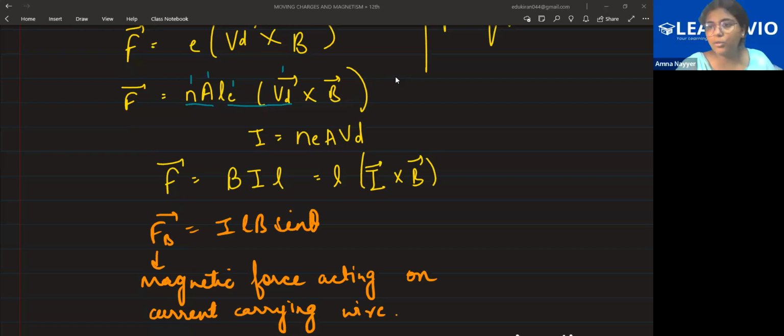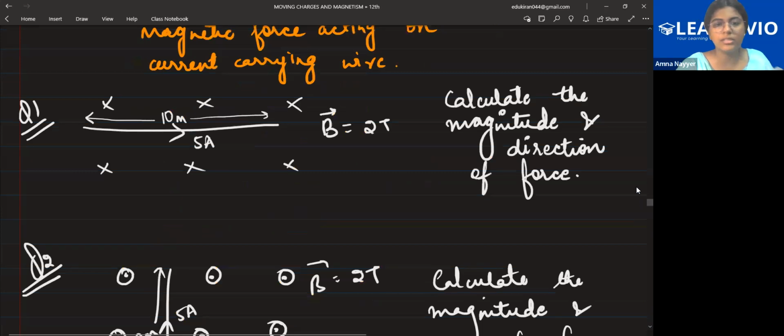Okay, let's come to the questions which I was mentioning to you. Look at the first question: calculate the magnitude and direction of the force. Other students also, please open the cameras because directions are needed and your right hand has to be visible. The rule is that you have to open the cameras, so please follow the instructions, especially for magnetics.